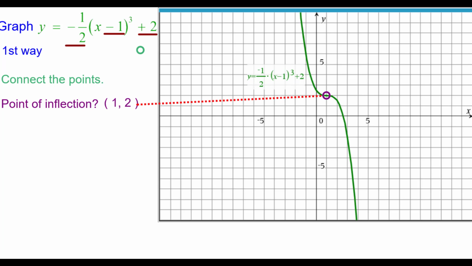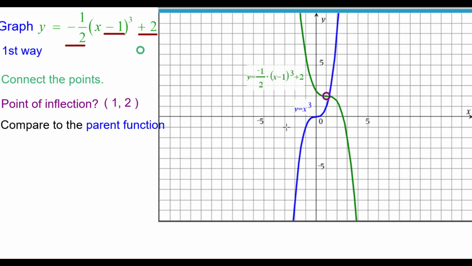The point of inflection again is at the point 1, 2. Here it's concave up, smiling here, concave down, frowning here, and this is the point where it changes concavity. Compare it to the parent function, and you can see that it's flipped in the other direction because of that negative sign and shifted up as well.